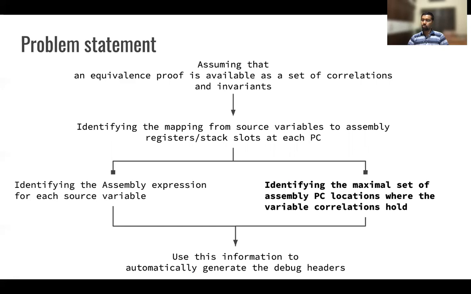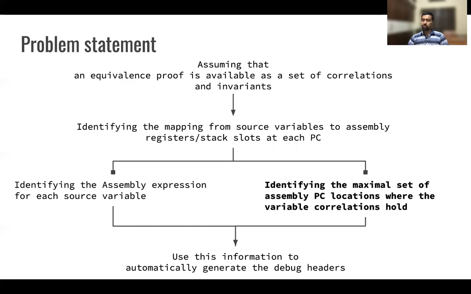But as our goal is to fill in or fix the missing or incorrect mappings of source variables inside the debugging information, we need to find the mappings over the whole range of PCs in the program where they will be valid. So this is our next subproblem, that is to identify the maximal set of assembly PC locations where the variable correlations or mappings we found so far hold.